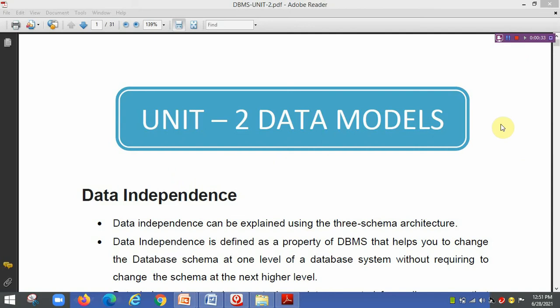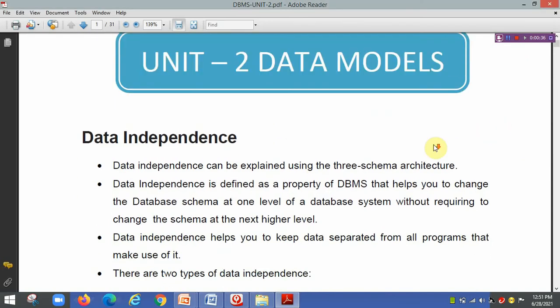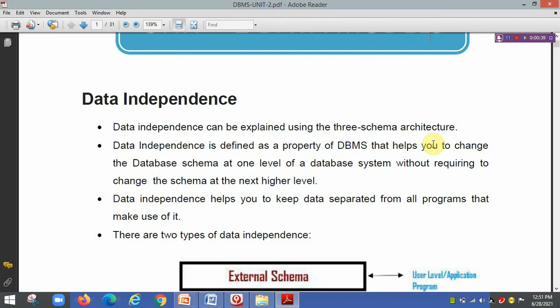Data independence can be explained using the three schema architecture. The three schema architecture concept we discussed in Unit 1. All of you remember this? Data independence is defined as a property of the DBMS that helps you to change the database schema at one level of a database system without requiring a change to the schema at the next higher level. This is known as data independence.